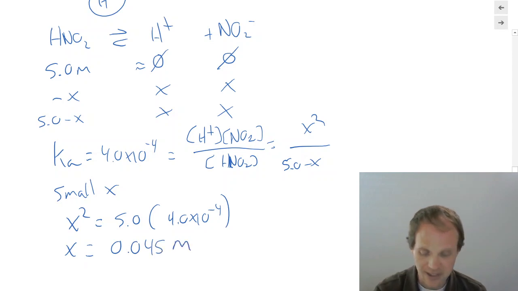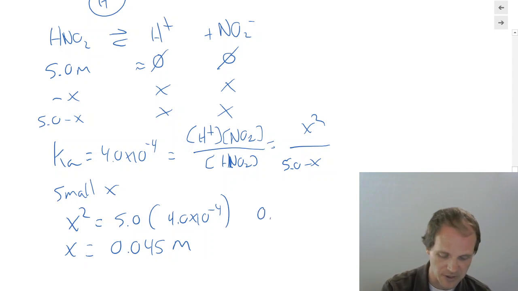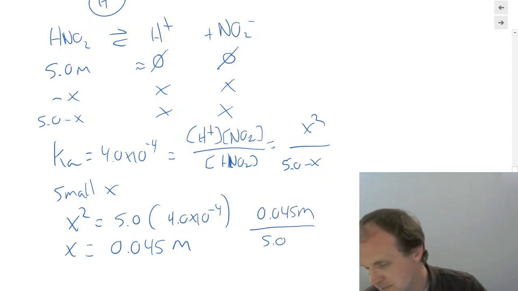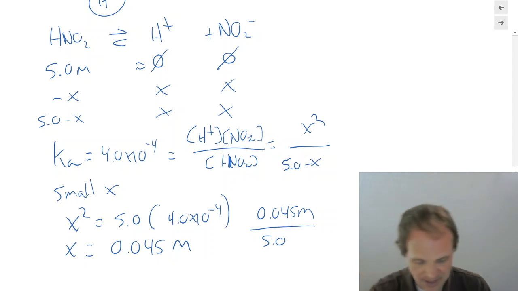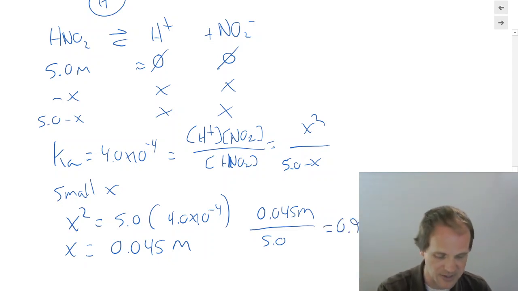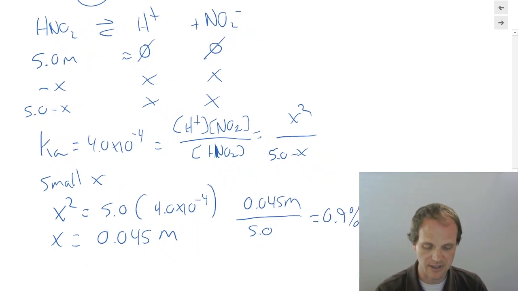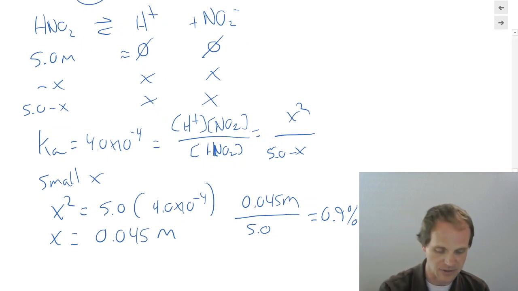0.045 molar. Let's check our assumption. We haven't been doing that well, right? 0.045 molar divided by 5.00. Let's go ahead and check that. That is 0.9%, which means we're good. Okay, so 0.9%, that is a good assumption.